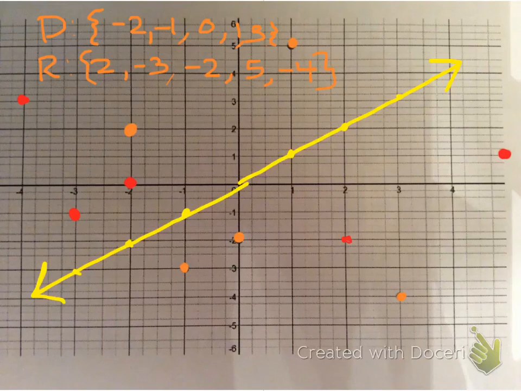Alright, so if we did the domain of our inverse, those values are 2, -3, -2, 5, and -4. And the range values of our inverse are going to be -2, -1, 0, 1, 3. Do you notice anything? Like I said originally, in the original function, our domain matches the range of our inverse, and the range of our original function matches the domain of our inverse.